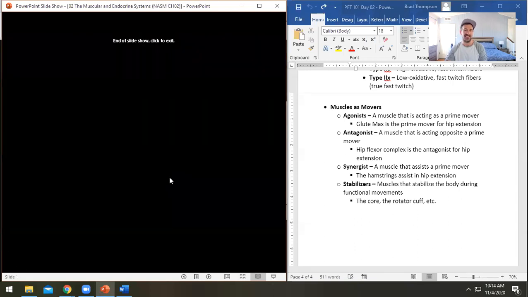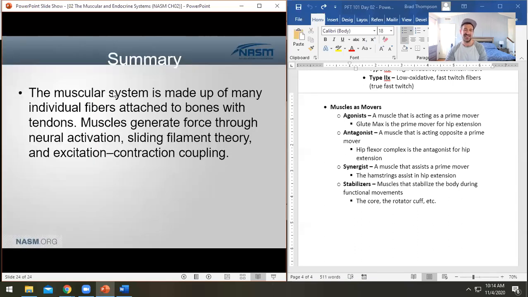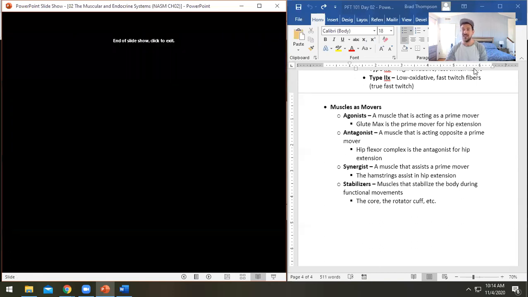So this is the laziest summary NASM's ever done. In summary, the muscular system is made up of all kinds of little individual muscle fibers. Those muscle fibers are going to slide and relax and slide and relax. And that's going to create that sort of muscular contraction. And that is the PowerPoint, guys.